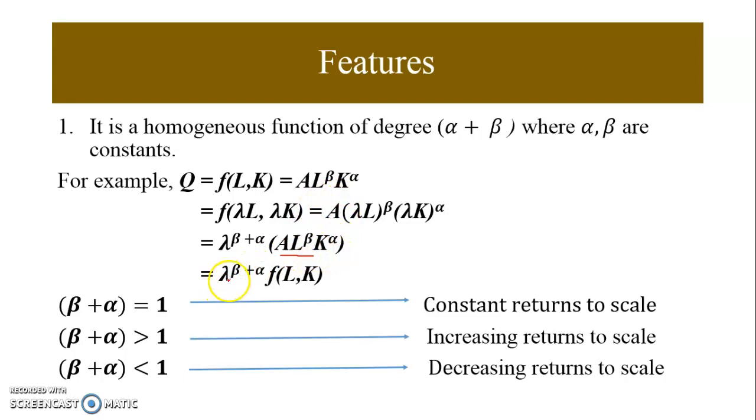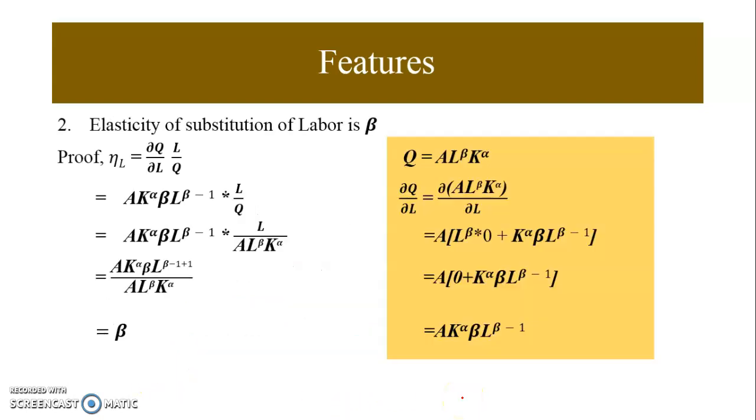So lambda to the power beta plus alpha, this power is the degree of the homogeneous function, and if it is equal to 1, we say that the function has constant returns to scale. When the degree beta plus alpha is greater than 1, we say that it is showing increasing returns to scale, and similarly when it is less than 1, we say that it is decreasing returns to scale.